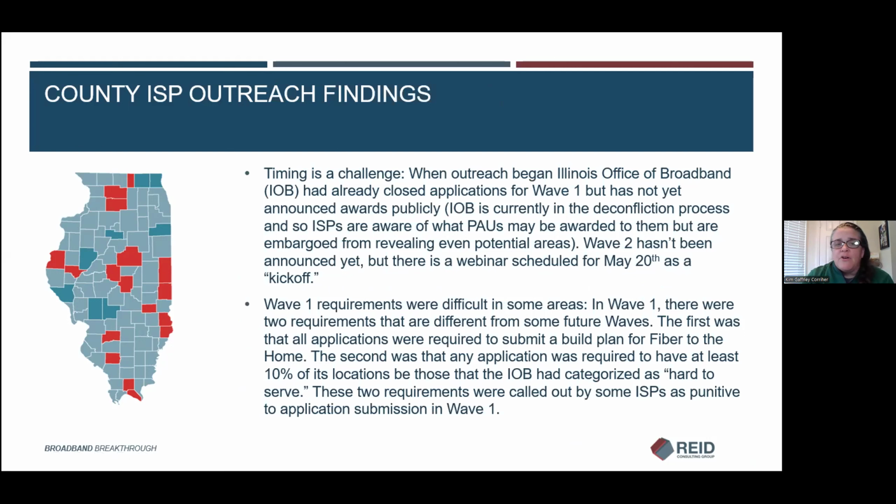One of the things we found, though, is that the timing is a massive challenge, and there's really nothing anybody can do about it. Before we started the cohort, the Illinois Office of Broadband had opened up Wave 1, and they're currently in the deconfliction process, so there are no solid publicly available answers yet. The speculation is that Wave 2 will start later in the spring. I will say that there's a May 20th webinar that has been announced as a quote unquote kickoff for Wave 2. Anybody from Illinois Office of Broadband that wants to chime in with any more information on Wave 2?